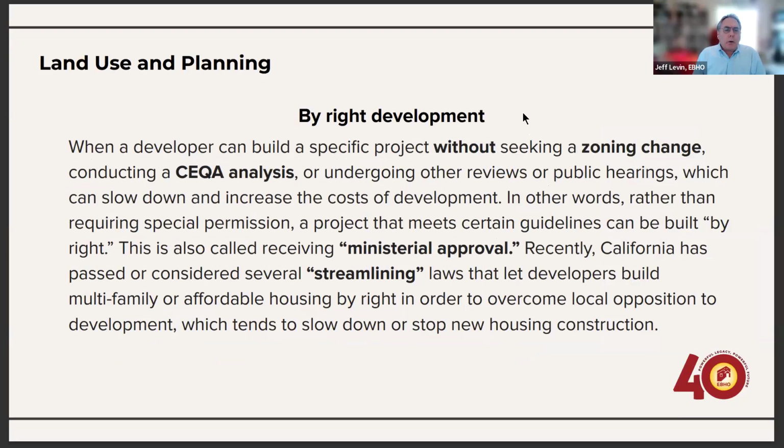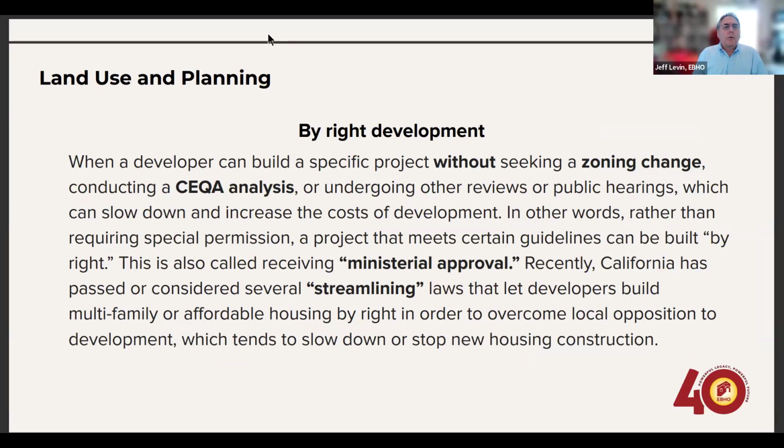So by right development, as I said, when you want to build something, you have to show that it is consistent with the zoning, and often you have to go through a whole review process, which may include an environmental assessment under the California Environmental Quality Act, or CEQA, C-E-Q-A. Under some circumstances, there is what is called by right development. And this means that a developer can build a project that conforms to zoning without having to go through any kind of hearings or CEQA analysis, essentially by right.